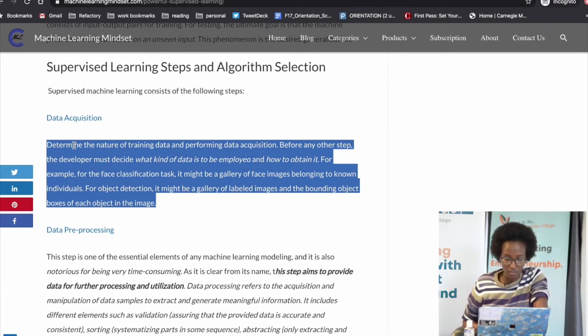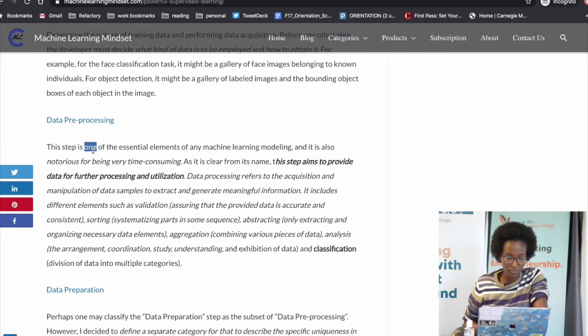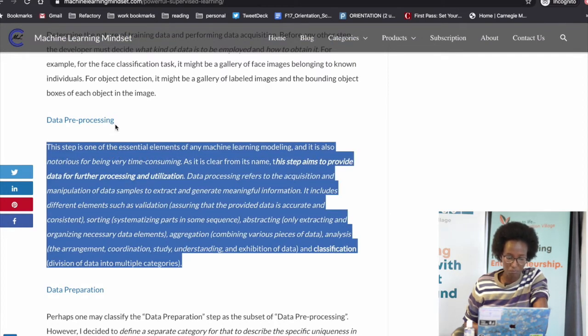And then the second step is to pre-process the data. It's going to be a very popular word you hear, pre-processing. This step is one of the essential elements of any machine learning modeling. And it's also notorious for being very time-consuming, as is very clear from its name. This step aims to provide data for further processing and utilization. So data pre-processing refers to the acquisition and manipulation of data samples to extract and generate meaningful information.